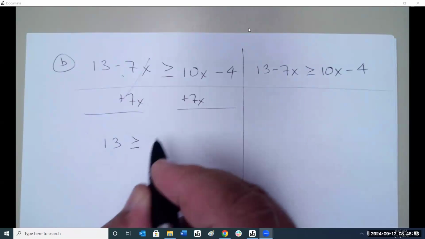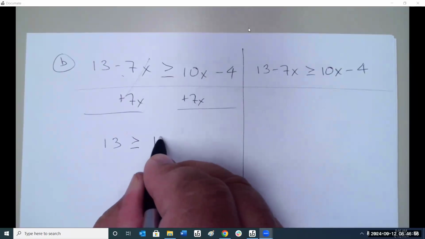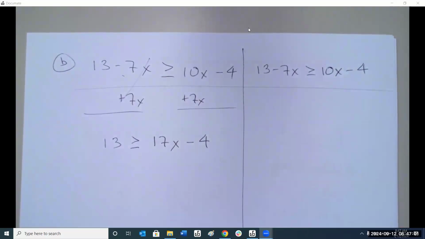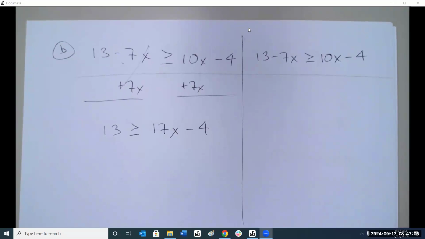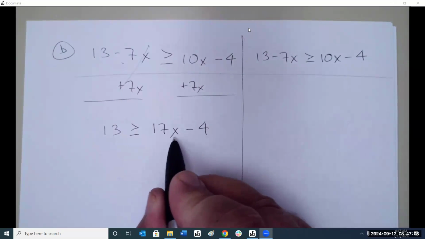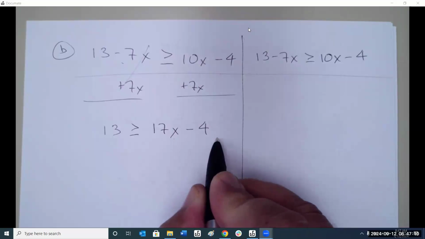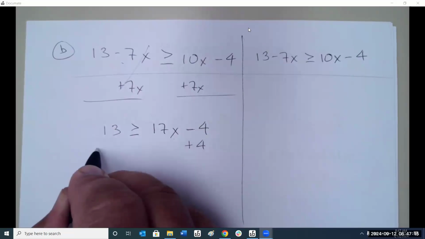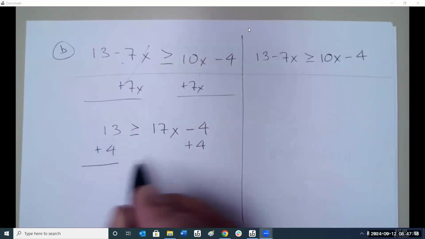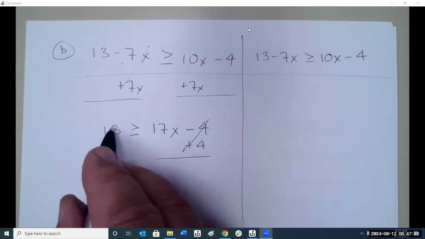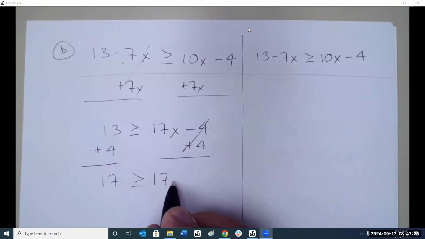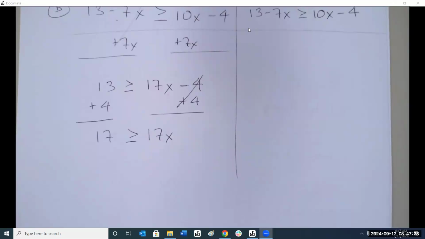13 is greater than or equal to 10 plus 7 is 17x minus 4. Since we have x on this side, we have to get rid of non-x's. How do we get rid of negative 4? Add 4 to both sides. So those cancel. 13 plus 4 is 17, it's greater than or equal to 17x.